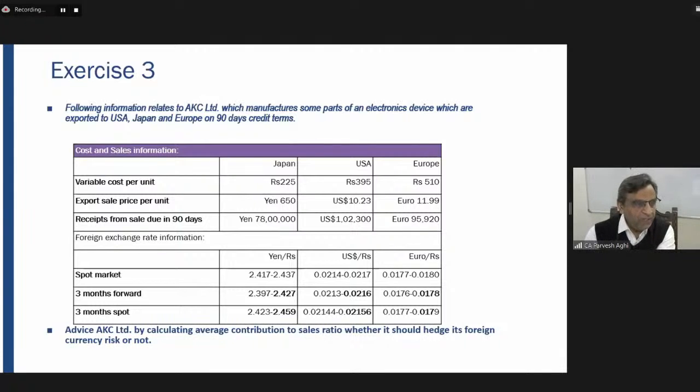Now, advise AKC Limited, by calculating the average contribution to sales ratio, whether it should hedge its foreign currency risk or not. So basically the question says we have to calculate the average contribution to sales ratio and see which one is better. Should we hedge or should we leave it unexposed? Should we carry the risk, wait for the 3 months to pass, and receive the money at that time as per the spot rates? So let's understand.